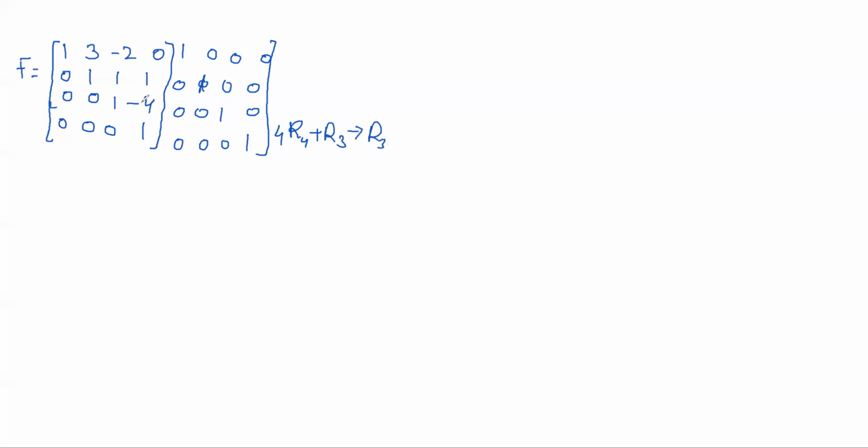So this will make this 4 as 0, and then I need to make this 1 as 0 as well. The operation will be minus row number 4 plus row number 2 is equal to row 2. And this is already 0, so we don't have to make any operation in this case. So in this case, it will become 1, 3, -2, 0, 1, 0, 0, 0. And the last row will be 0, 0, 0, 1.